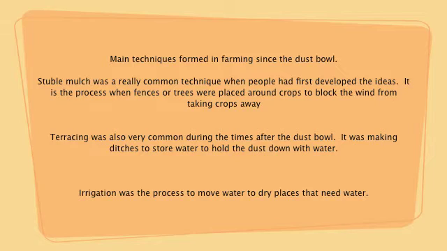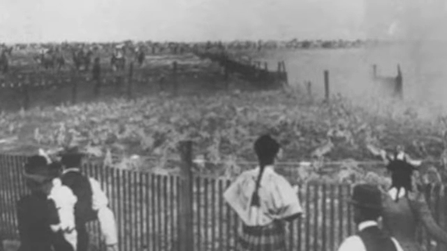Irrigation was the process to move water to places that need water because they were bone dry. With the rabbit population rising due to the decrease of coyote populations, rabbits were free to eat any of the little crops farmers still had. This made farmers and their families furious.